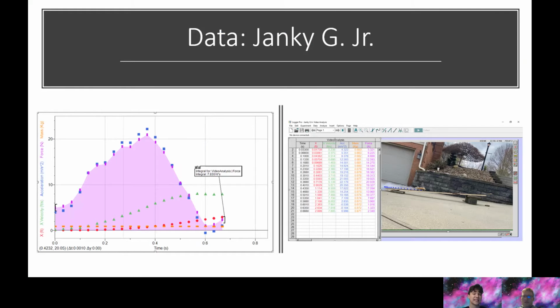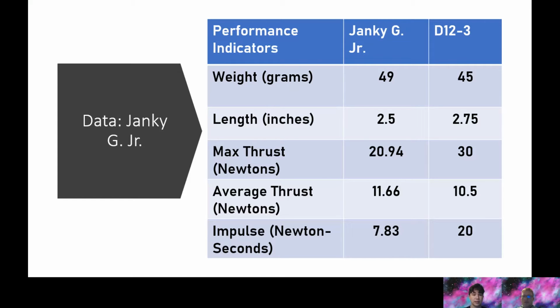So the data for our second successful test, Janke Jr., is listed here. You can see the force curve is a little bit uglier here. It didn't burn as smoothly as Neil did. But in the performance indicators, it shows that ours was a little bit heavier. It was 4 grams heavier than a standard D12.3, and it had a lot lower max thrust, but comparable average thrust. Its impulse, though, as you'll see with this test and later tests, was pretty bad at 7.83 newton seconds. Not a very good power rating.